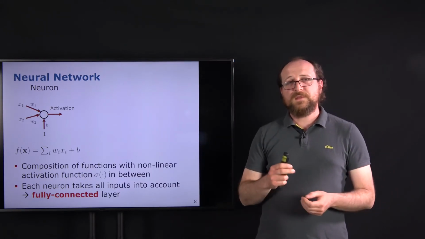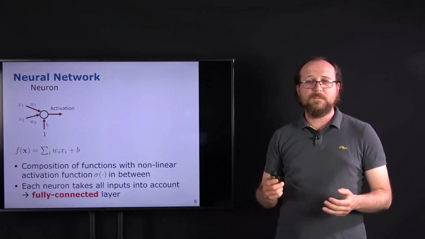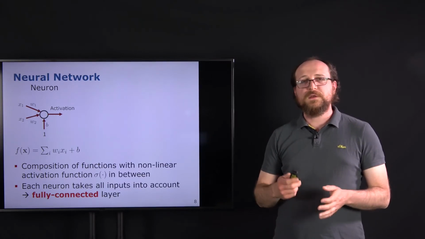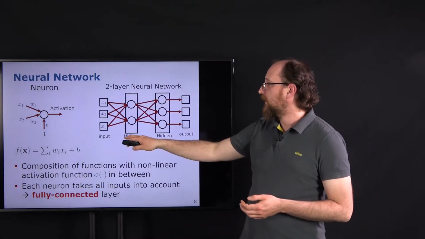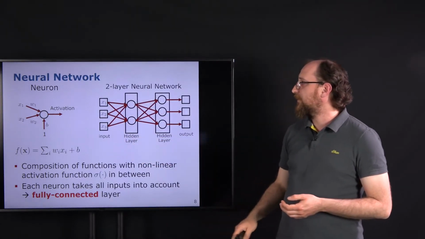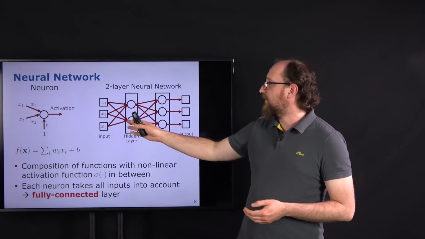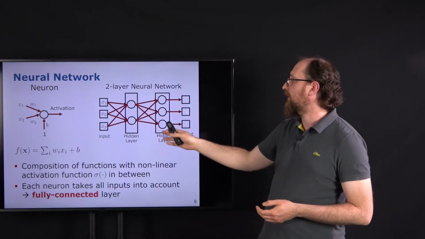And the specific thing that you can now do is combine multiple of these neurons together. Each of these multiple neurons gives you one layer, and this is a so-called hidden layer, because it's using the input to compute some values which are then used by the next layer.